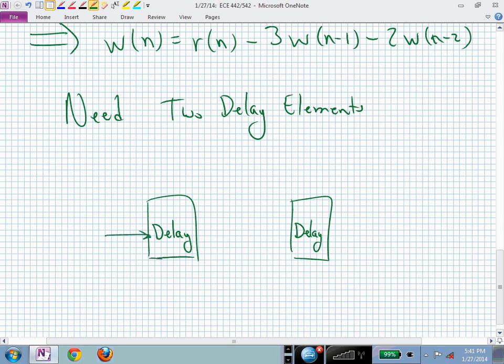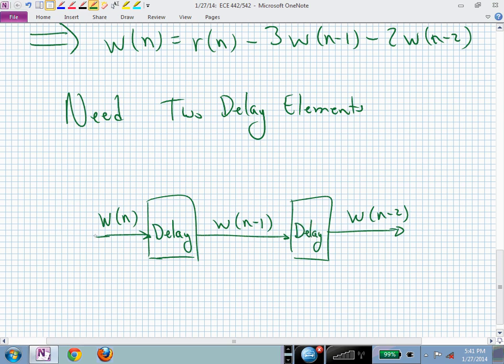And if I now introduce my w of n right there and delay it once, what's going to come out of that first delay? This will be one sample period in the past. And likewise, here is w of n minus 2. And now I can connect this up so that I can implement that second order difference equation in the form of a block diagram.